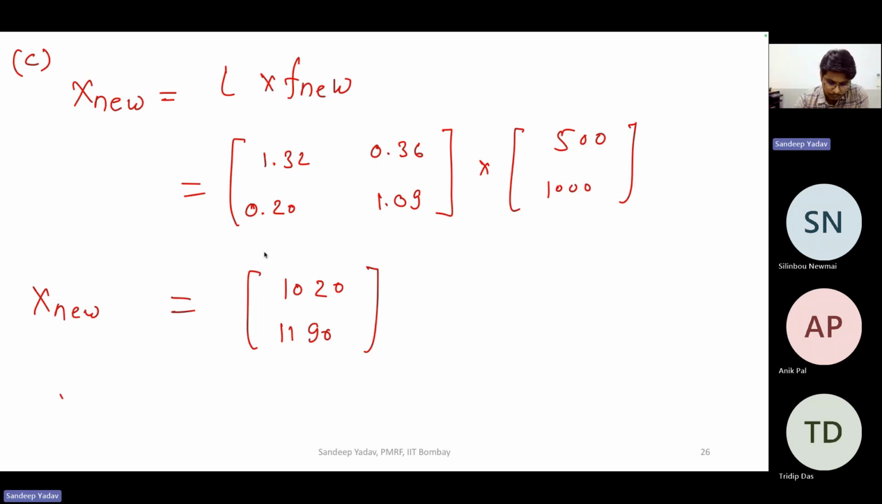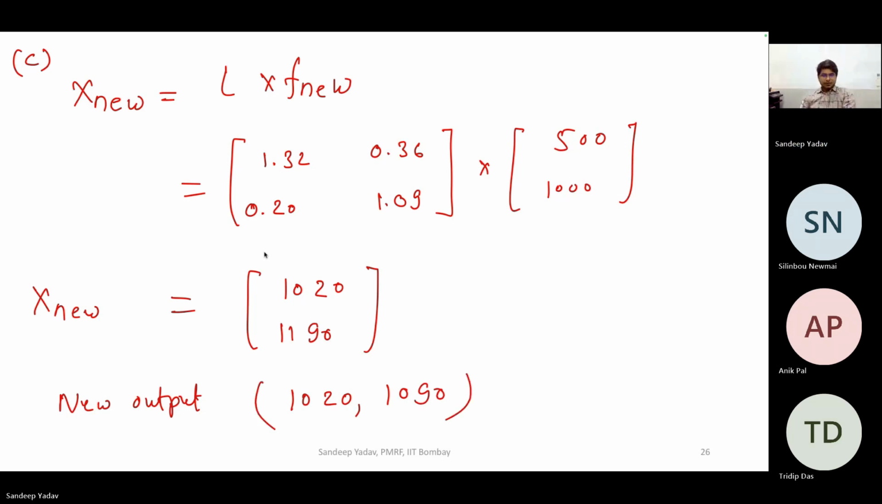So the answer, the new output, would be 1020 and 1090. I hope this question is also clear to you. If not, you can just wait. You can ask your doubts if any.